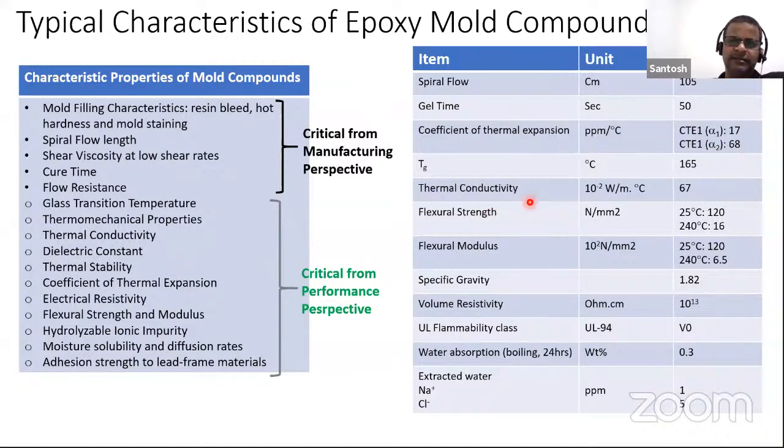Then conductivity again depends on the final packaging. So these are some of the typical properties I'm showing. On the left side I'm showing the characteristic properties which are critical from a manufacturing point of view and critical from a performance point of view. For the device performance, in terms of long-term reliability, properties like glass transition temperature, CTE, which are thermomechanical properties, thermal conductivity, and dielectric constant are all very critical from a performance point of view. And from a manufacturing point of view, things like spiral flow, the shear viscosity, the gel time, and flow resistance are important.